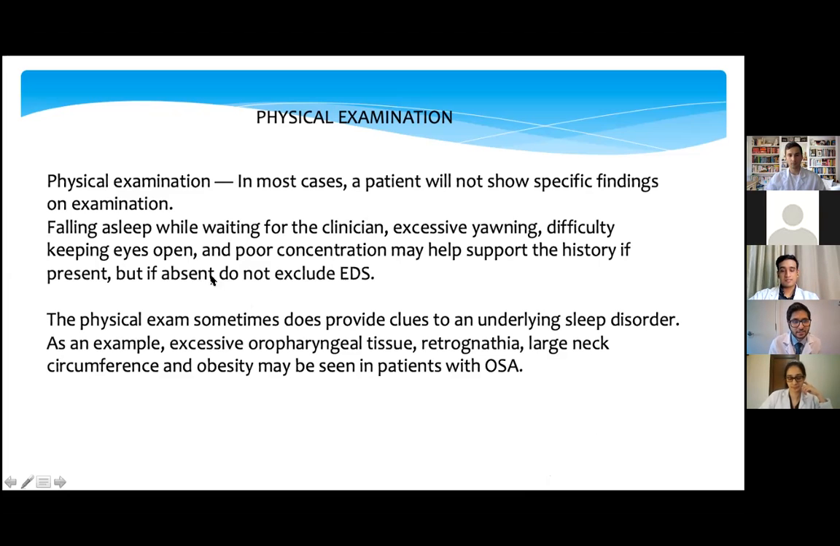The other things are, for example, if the patient presents with obstructive sleep apnea, you see excessive oropharyngeal tissue, retrognathia, large neck circumference, and obesity. And like Dr. Stein said, you could also find a crowded airway. So these are just a few things you should keep in mind. Since there are so many diagnoses we could think of, there are many things you could find on physical examination.